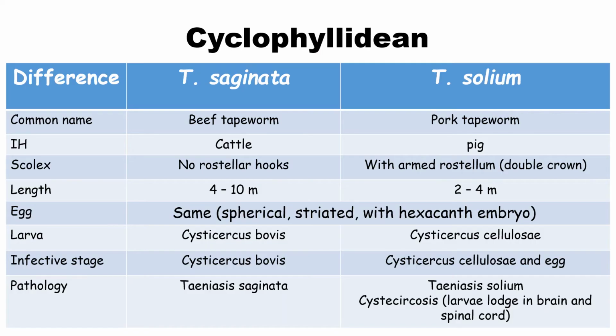Okay? So, for the cyclophyllidean Taenia species, the difference is based on the table. Infective stage: bovis for saginata, cellulosae for solium, and egg at the same time for the infective stages.